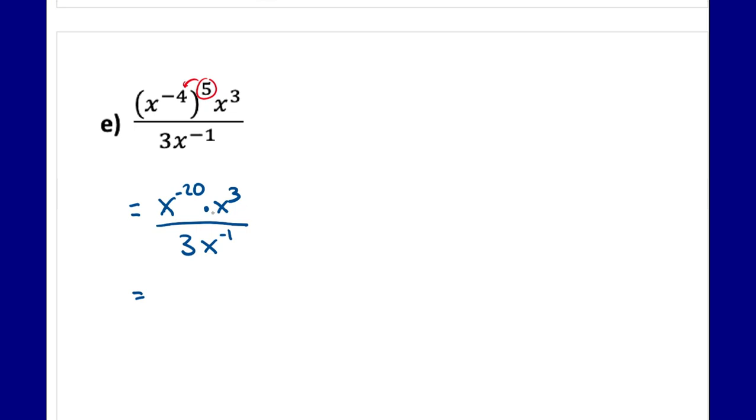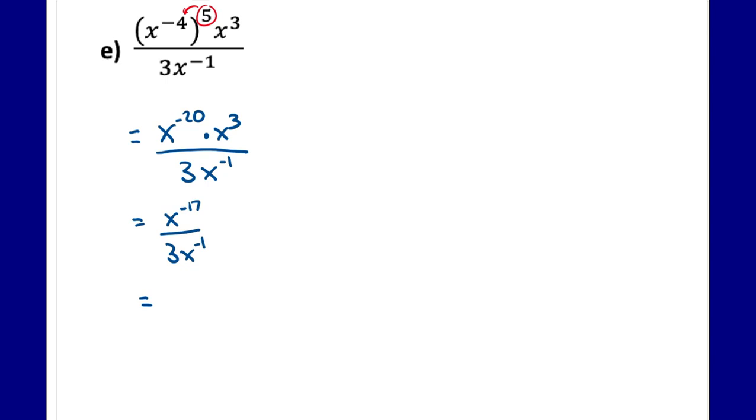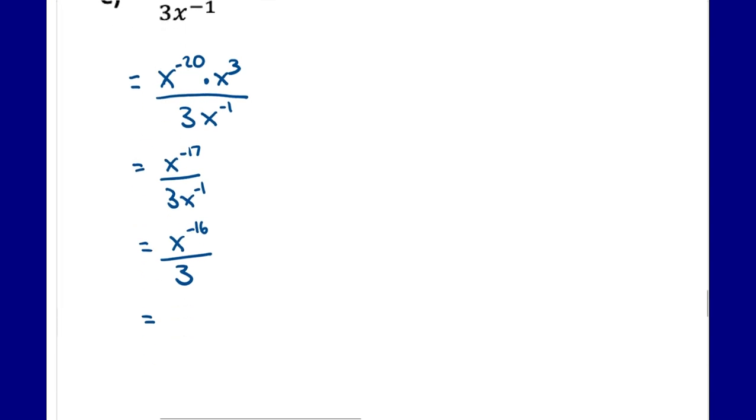So in the numerator, I multiply, I add, I get x to the power of negative 17 divided by 3x to the power of negative 1. I divide, so I get x to the power of negative 16, because minus negative 1 is the same thing as adding 1. 3 stays on the bottom. There's nothing I can simplify with that. But because I have a negative exponent, I can bring that down. So I get 1 over 3x to the power of 16. And that is my simplified form.